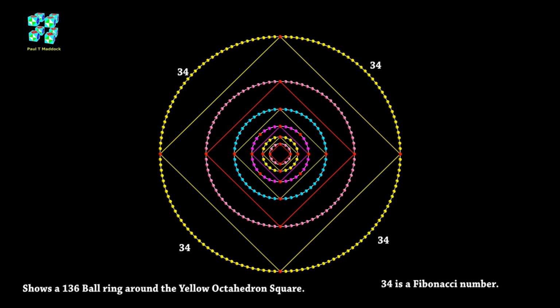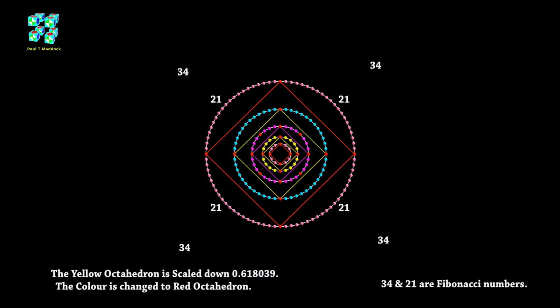First we start with the yellow ring, and you see 4 arcs of 34 ball arcs. Now each of these arcs goes from vertex to vertex of the yellow square, and the yellow square belongs to the yellow octahedron. Now I'm going to make a copy of the yellow square and 3D scale it down exactly golden ratio, and then turn it to a red square. Now notice in front the red balls make up a 21 ball arc.